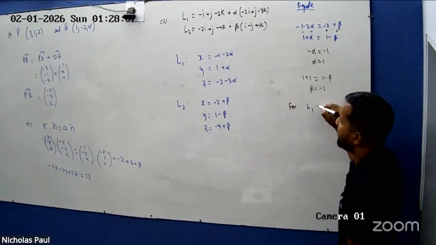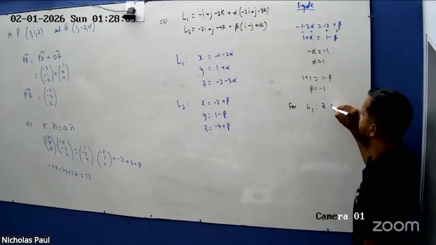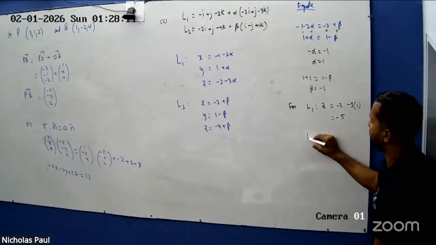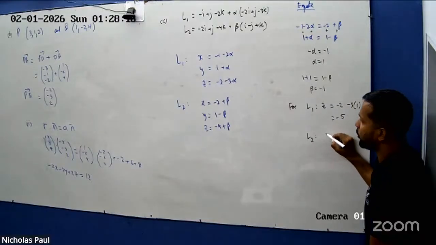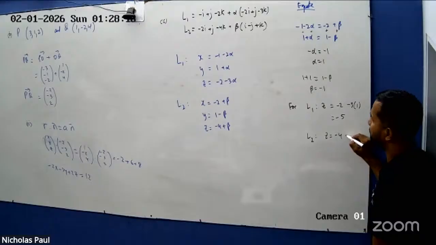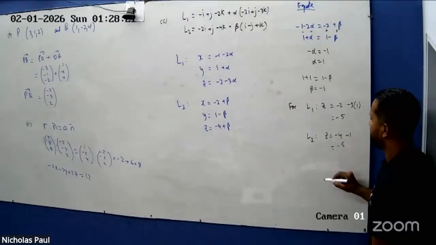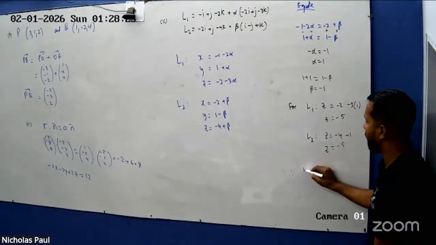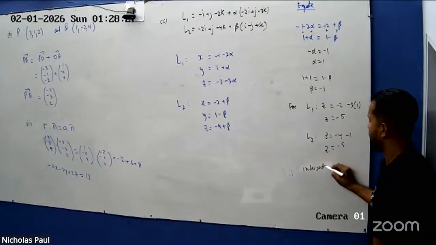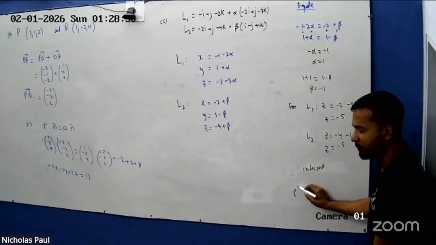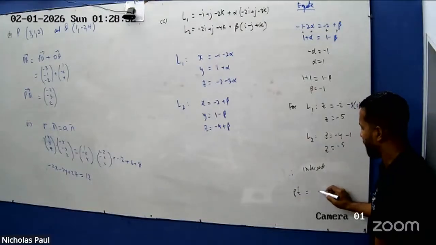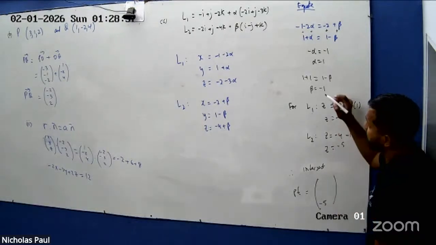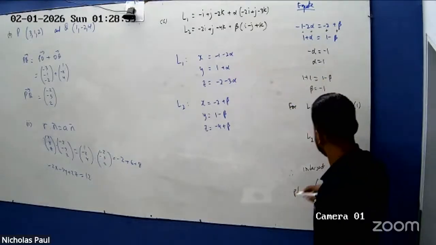For L1, Z is minus 2 minus 3 by 1, minus 5. For L2, Z is minus 4 minus 1. So they equal, therefore they intersect. And I think they actually point after it. The Z value is minus 5. Plug in 1 here. I got minus 3.